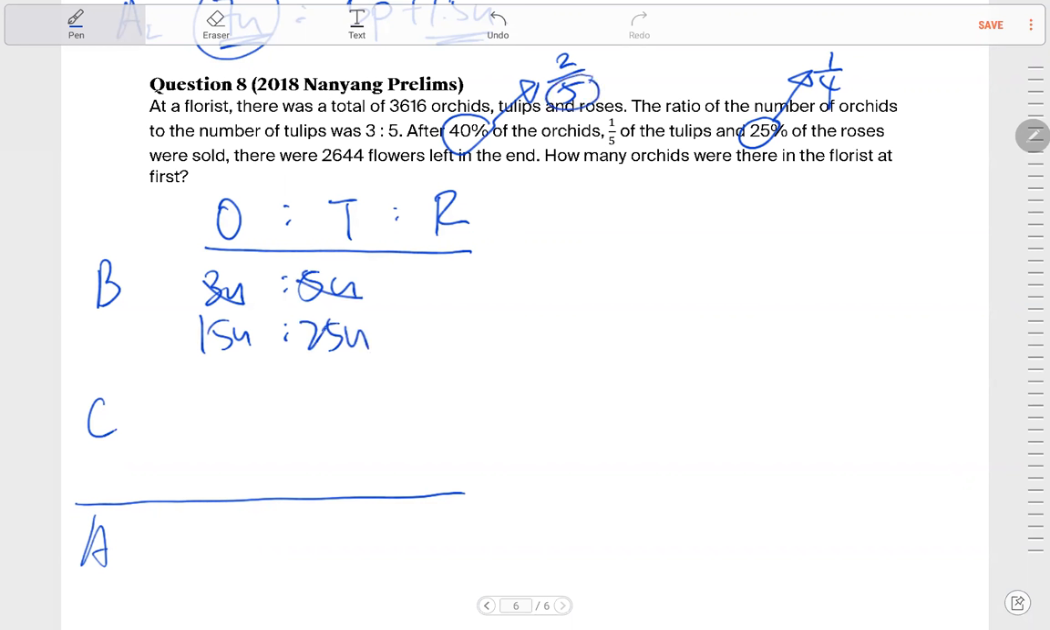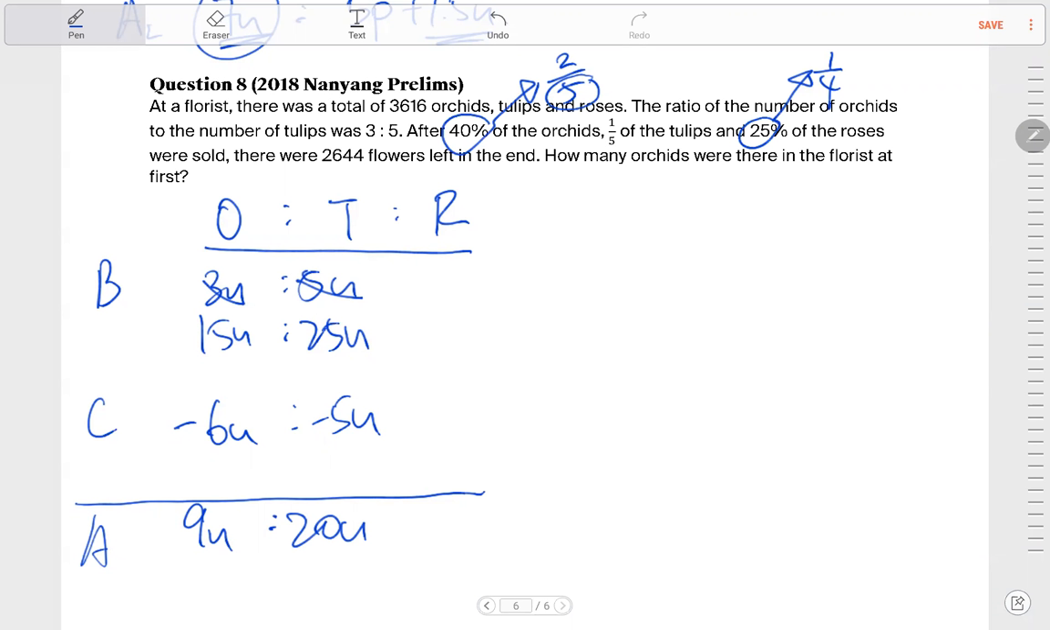So that when I apply 2/5 to this, I can get a nice whole number of minus 6u. And if I apply 1/5 of tulips, I get minus 5u. That means that after this, I'm going to get 9u and 20u. So you notice that for orchids and tulips, we're done. Number one, we have restated the ratio for them. Number two, applied the change in terms of fractions, and we've derived the after in terms of units.